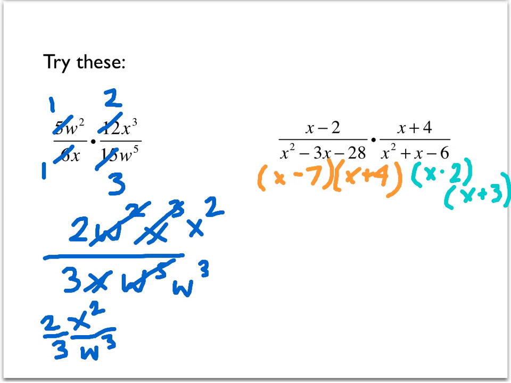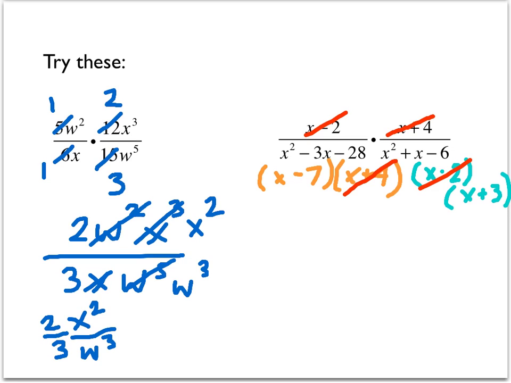Now it looks like I can do some reducing or canceling. Now I can cancel out this x minus 4 and this x minus 4 because they are multiplied and divided. I can cancel out this x minus 2 and this x minus 2, again because they're multiplied and divided.